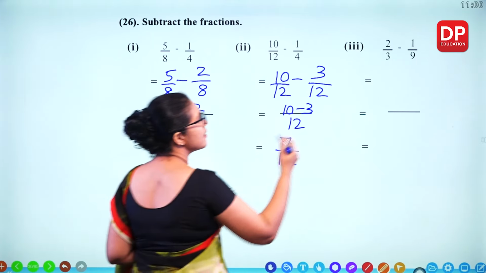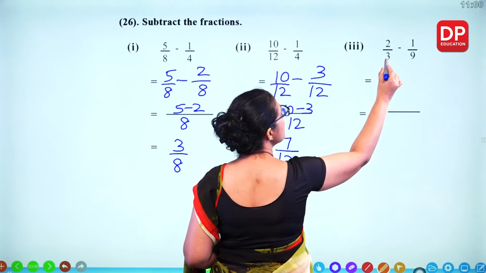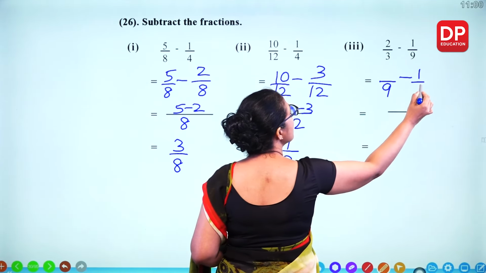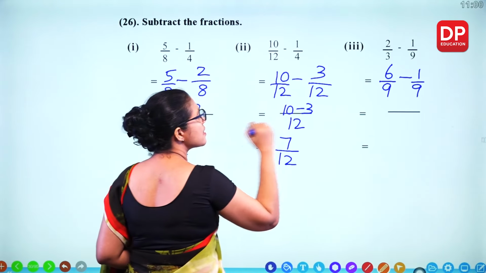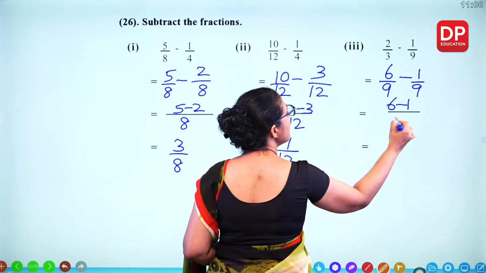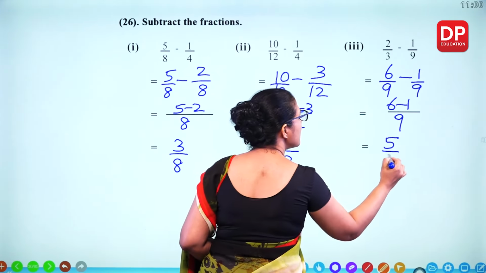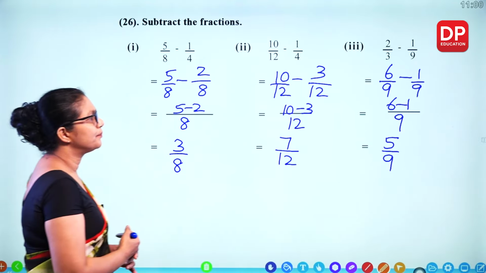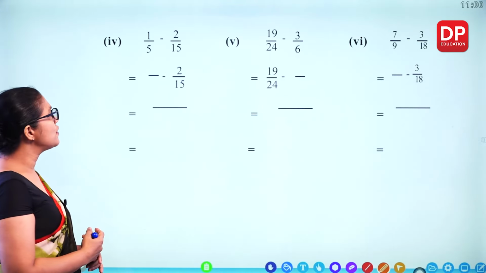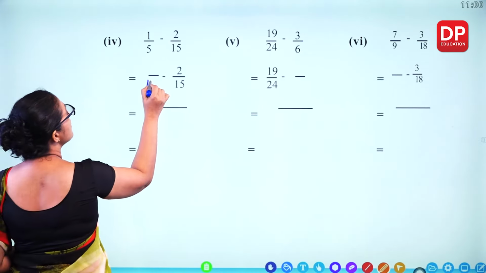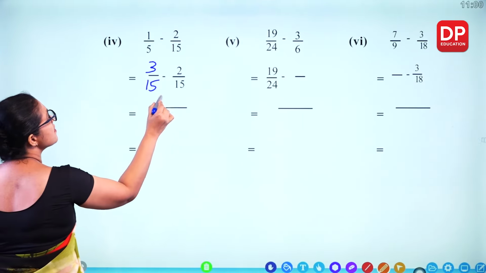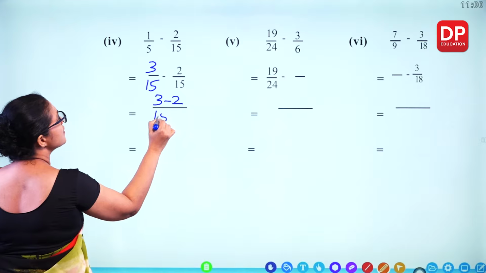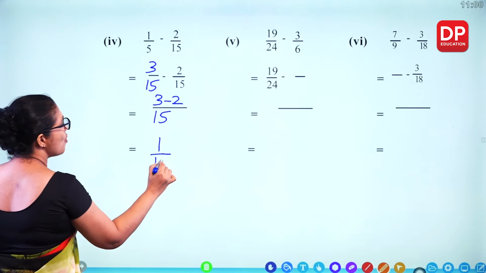3 and 9. I can convert this one to 9. 3 times 3. 3 times 2, 6. 6 minus 1 becomes 5. 5 over 9. 5 and 15. You can convert this one to 15, multiply by 3. 3 times 1, 3. Subtract the numerator values. 3 minus 2, 1.